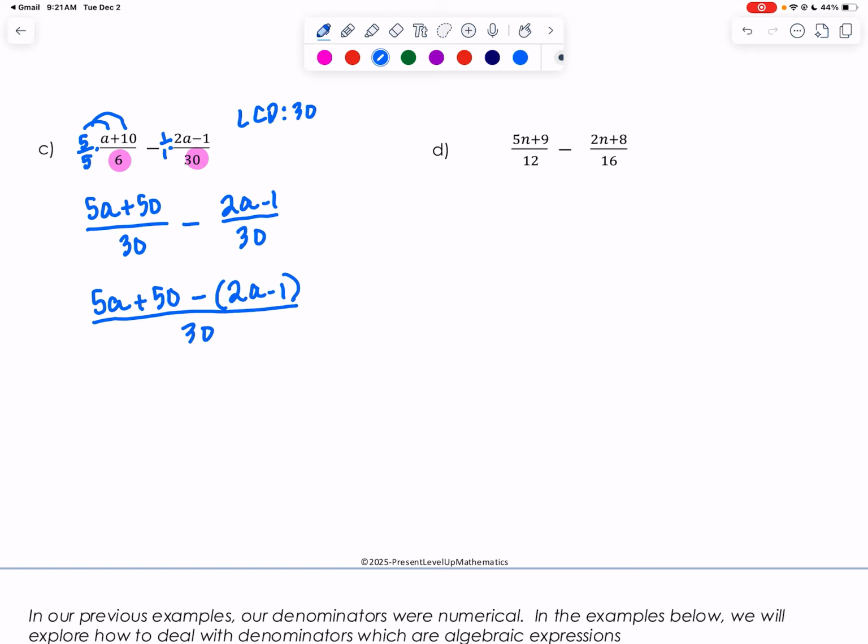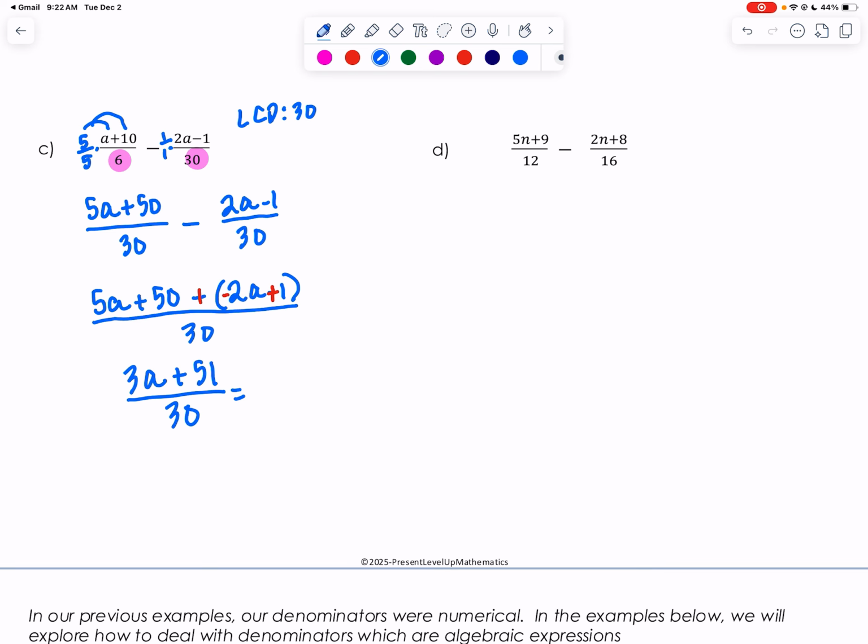All right, now remember, subtraction is addition of the opposite. So I can change this to plus, negative, positive, addition of the opposite. All right, so 5a minus 2a would be 3a. 50 plus 1 is 51 over 30.